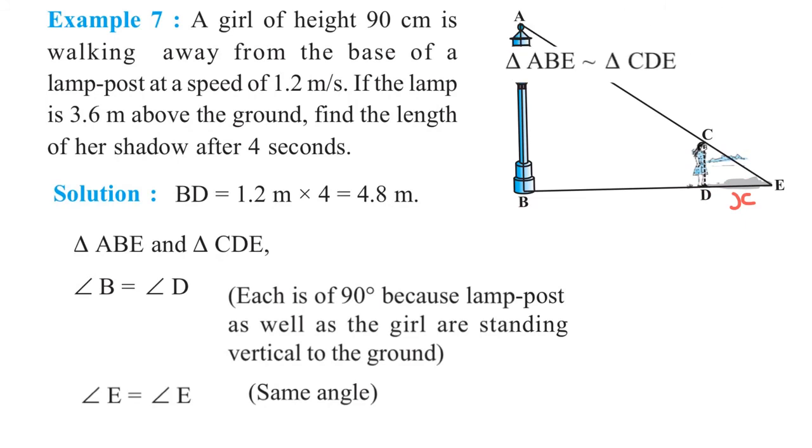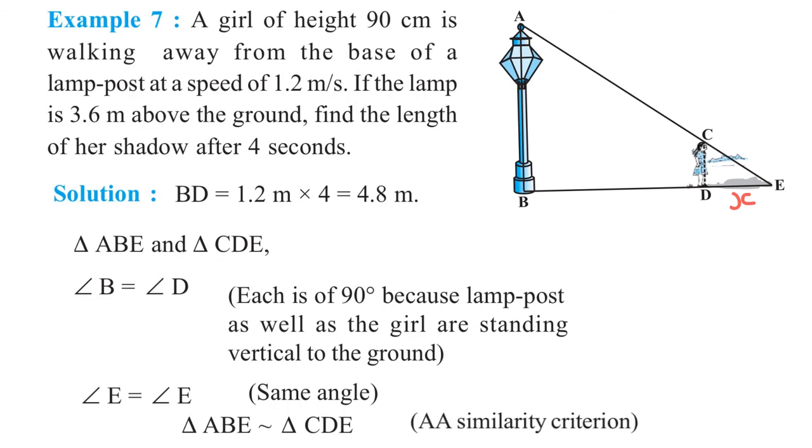So can I say that triangle ABE is similar to triangle CDE? According to which criteria? According to angle criteria. Remember, if we know two angles are equal, then obviously the third angle will also be equal. So according to AA similarity criterion, the two triangles are similar.